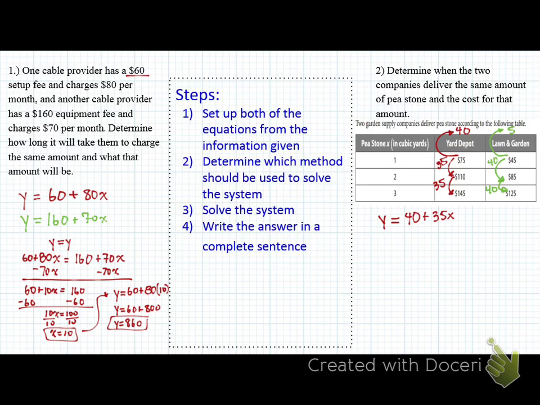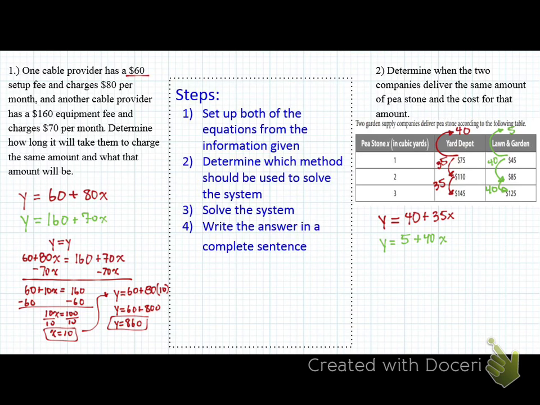What would the Lawn and Garden be? What would their equation be? Put that underneath. Work with your group really quick. Y equals 5 plus 40x. Okay, good. Okay, solve this with your group. I want you to tell me what x and y are and what they mean in the story, okay? You can talk with your group to solve this.